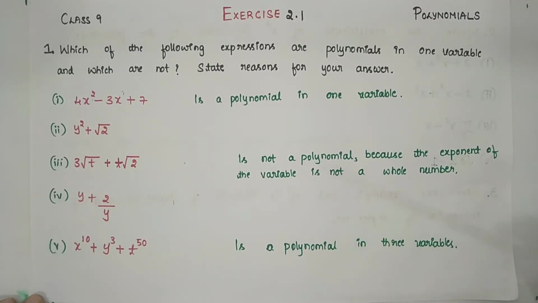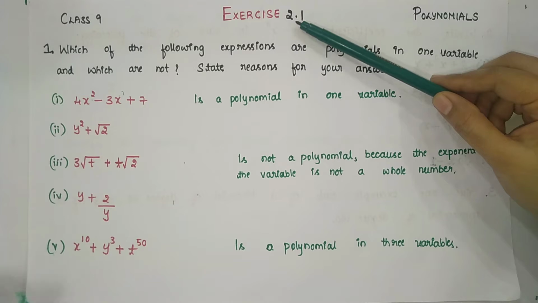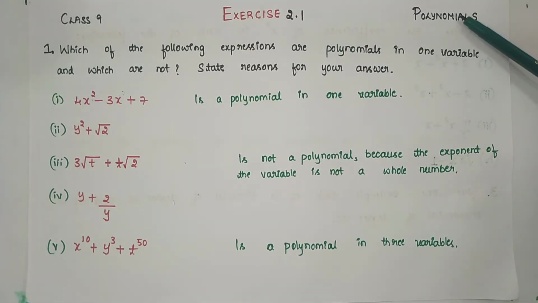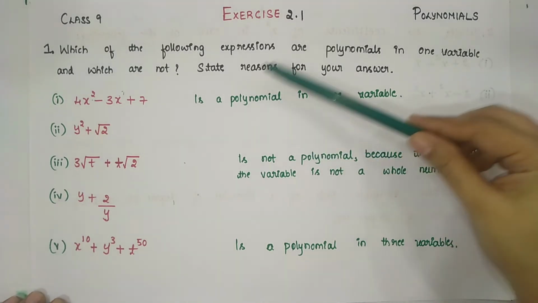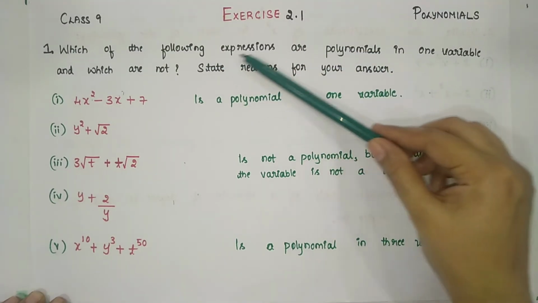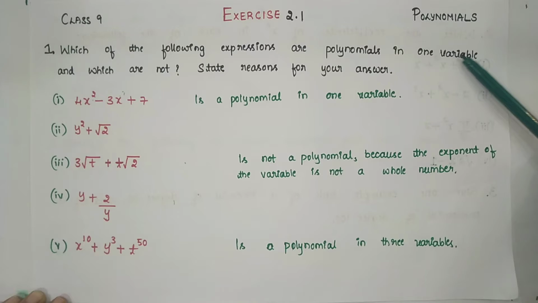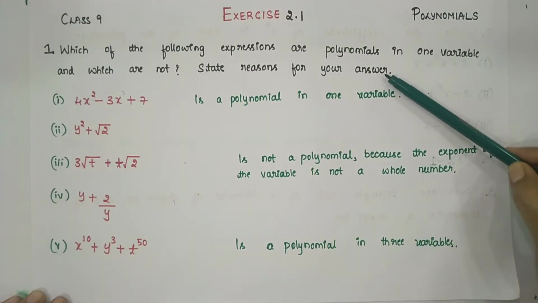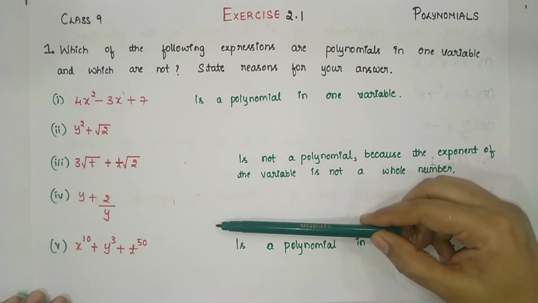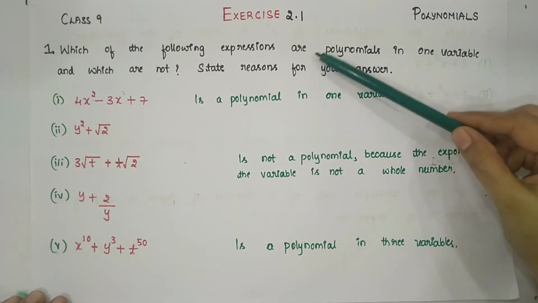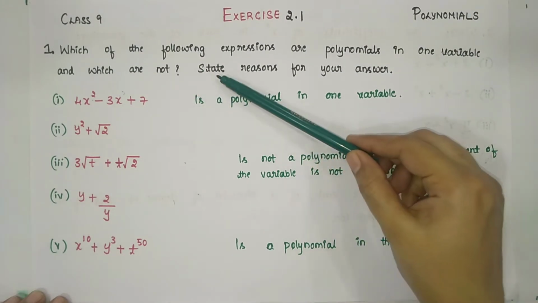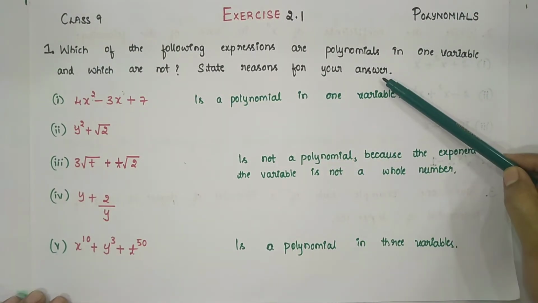Hi students, in this video let us solve exercise 2.1 from class 9 NCERT, that is from the chapter polynomials. The first question in the exercise is: which of the following expressions are polynomials in one variable and which are not. State reasons for your answer. That is, among the following given expressions you have to identify which is a polynomial in one variable and which is not, and also you should write the reason for your answer.